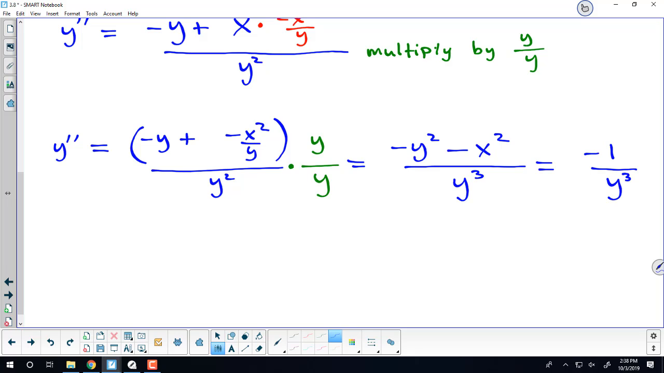I don't know if that's absolutely necessary, but it is certainly a whole lot simpler than negative y squared minus x squared over y cubed. That only applies to this problem. Yeah, to this problem. If you have another second derivative problem, you want to look at your first derivative, plug that in, and then you want to look at the original equation and try to use that to simplify as well. Any other questions on that example?